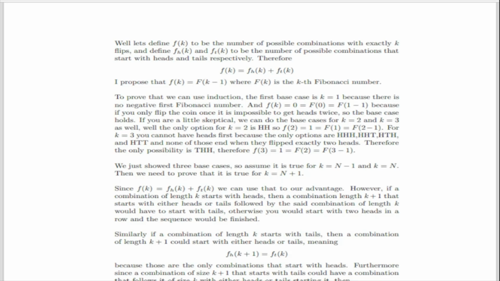The first base case is k equals 1, because there is no negative first Fibonacci number. For k equals 1, we get f of k equals 0, which equals the 0th Fibonacci number, which is the 1 minus 1th Fibonacci number. Because if you only flip the coin once, it is impossible to get heads twice. So the base case holds. If you're a little skeptical, we can do the base cases for k equals 2 and k equals 3 as well. Well, the only option for k equals 2 is heads heads. So f of 2 equals 1, which equals capital F of 1, which is capital F of 2 minus 1.